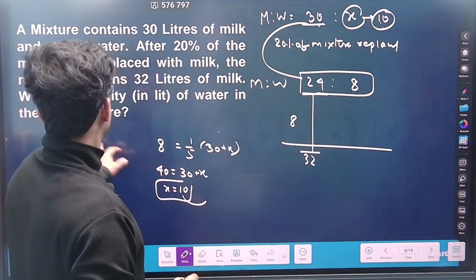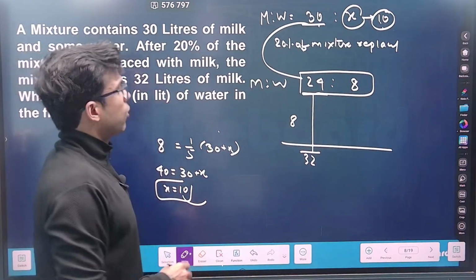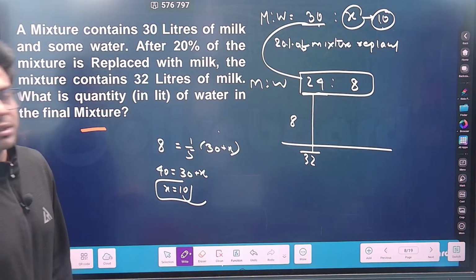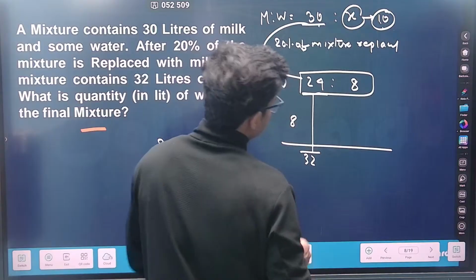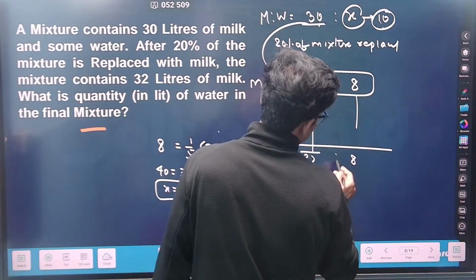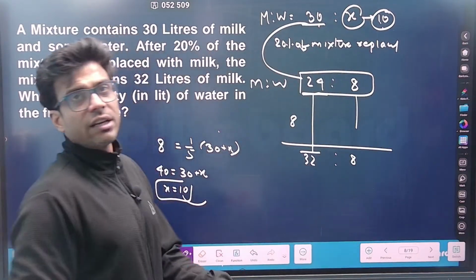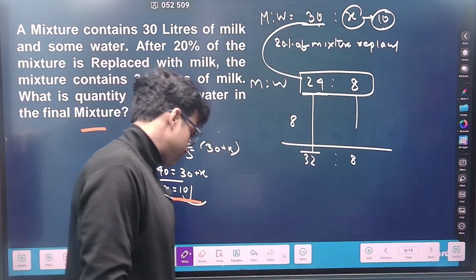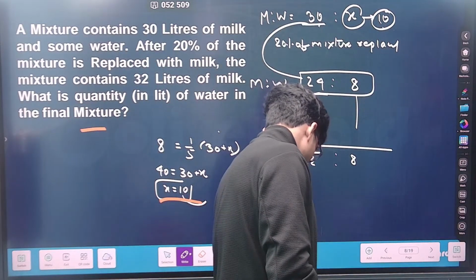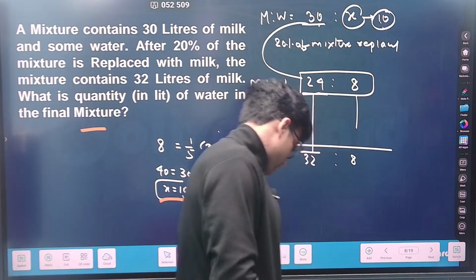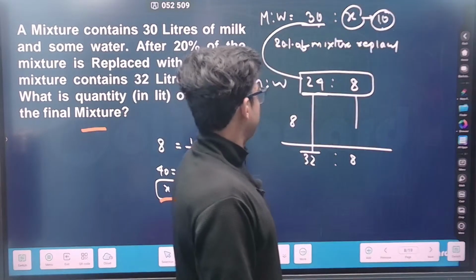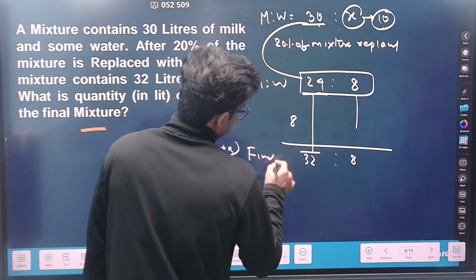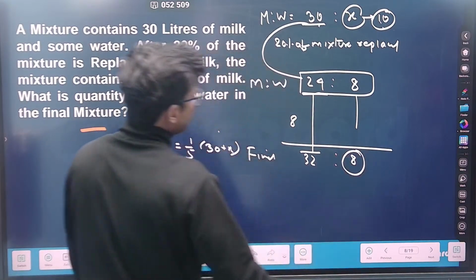Your answer came. They're asking the quantity of water in the final mixture, which we can figure out, no issues. Here also you are doing something like that. So this again 8 will come into the picture. So what is the final quantity of water in the mixture, which is 10. Have you understood? Achha, final they are saying, no, the final would be 8. Final is basically 8. Everyone understood this?